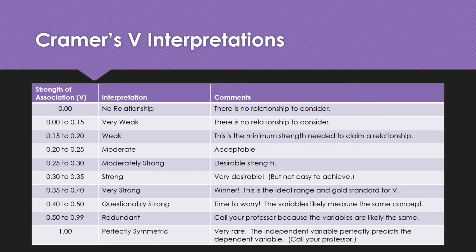We use the Cramer's V value interpretation table. In our first and second examples, there was a very weak relationship. There is no relationship to consider. But in our third example, we found a perfectly symmetric one strength of association. This is very rare. The independent variable perfectly predicts the dependent variable.